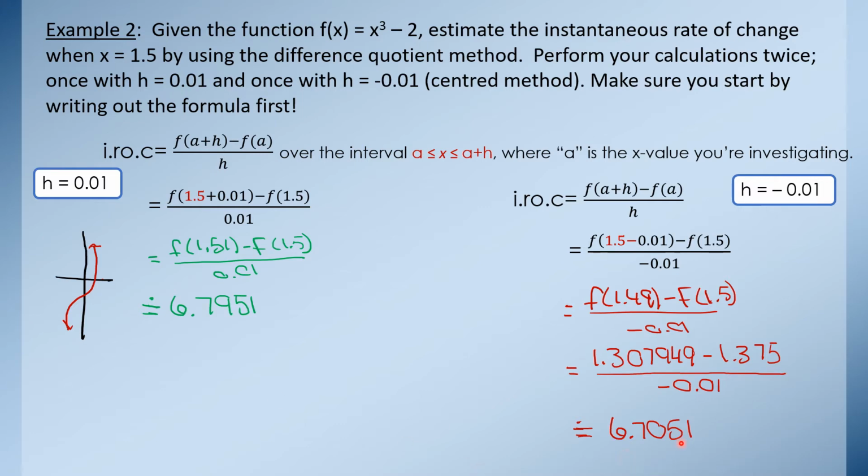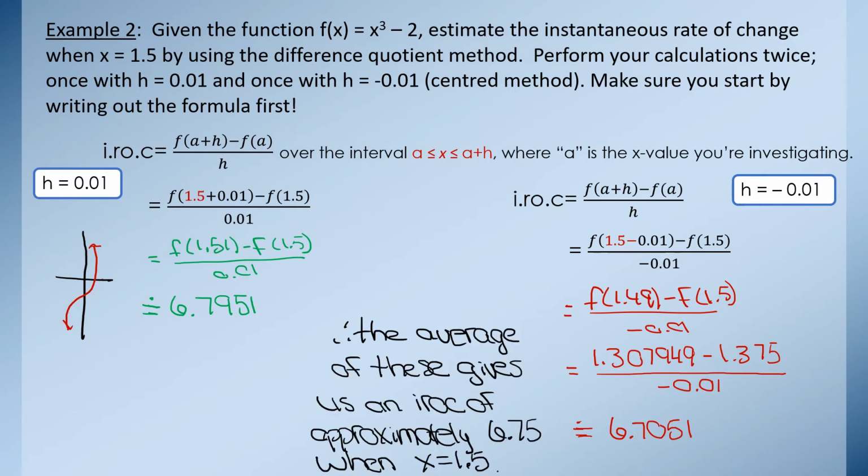So we've got our answer here, and our two answers validate each other because they're very close to each other. 6.7, right? 6.9, 6.8, they're very close. So we know that our slopes are really close to each other. And then the next thing we're just going to do is add them up and divide by 2 and get an average. So the average of these gives us an IROC of approximately 6.75 when x equals 1.5.